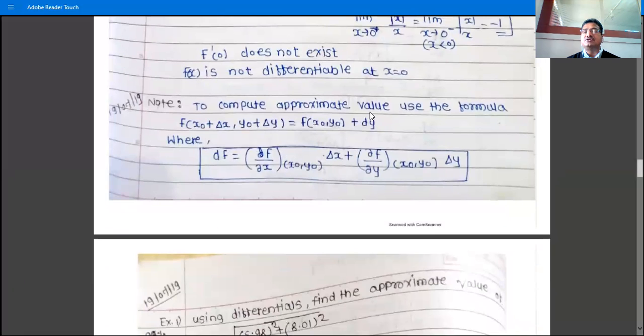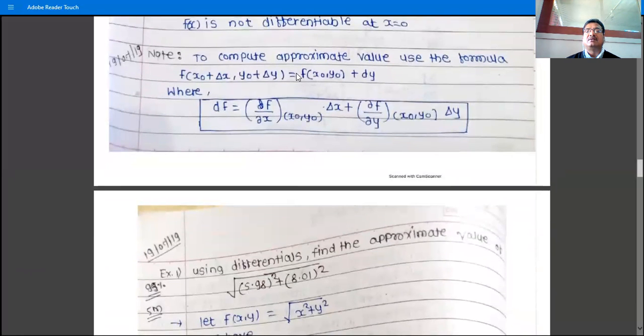To compute an approximate value, we use this formula. f(x naught plus delta x, y naught plus delta y) is equal to f(x naught, y naught) plus df, here df, not dy, df. And what is df? df is the partial derivative of f with respect to x at (x naught, y naught) times delta x plus the partial derivative of f with respect to y at (x naught, y naught) times delta y. So this is the formula to obtain the approximate value using differentiation.